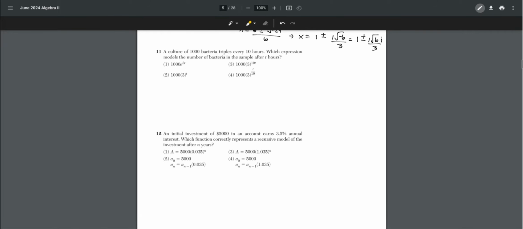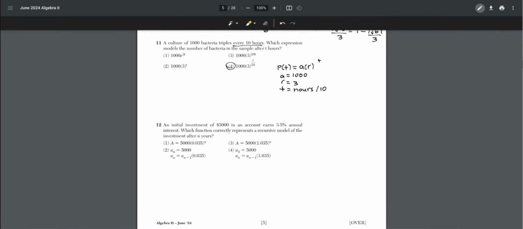A culture of 1,000 bacteria triples every 10 hours. Which expression models the number of bacteria in the sample after t hours? We know the equation is P of t is equal to a times r to the power of t. A is 1,000, that is the original amount. R is 3 because it triples, and t is hours over 10 because it triples every 10 hours.